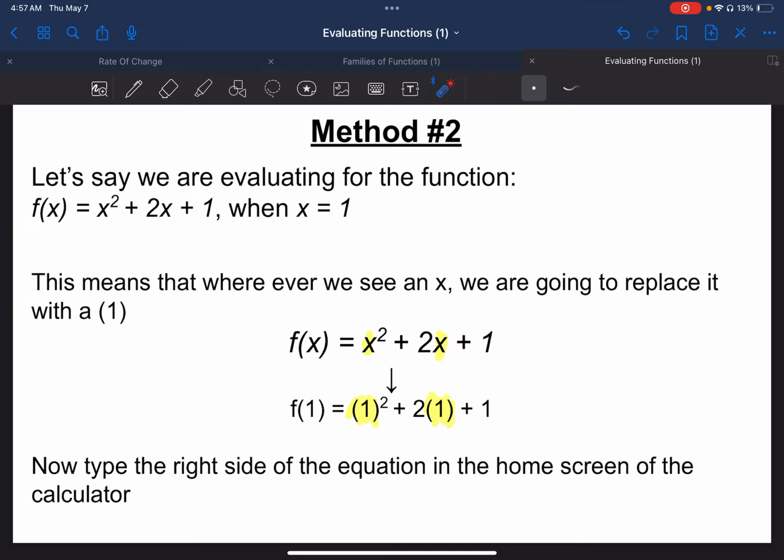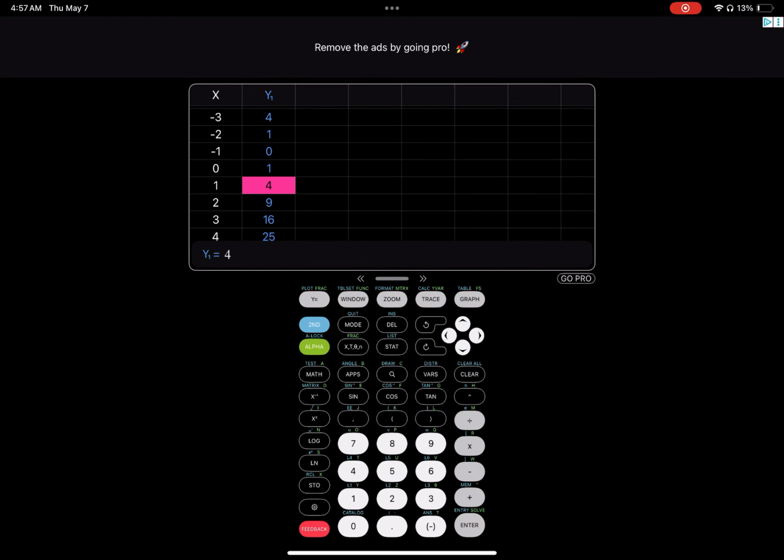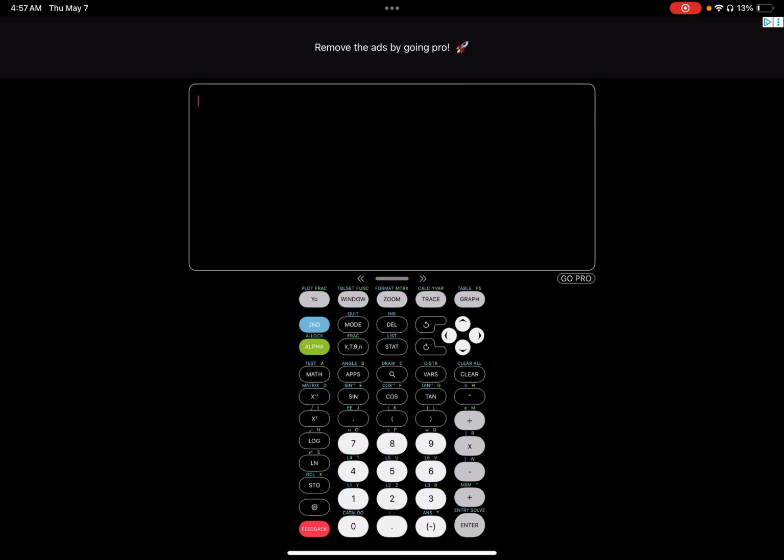So we write this out on our paper. And now you're going to type the right side, meaning you're going to type this in the home screen of the calculator. So I'm going to do that now. So let me go back here. And this is the home screen, right? It'll be the screen that you see as soon as you turn on the calculator.